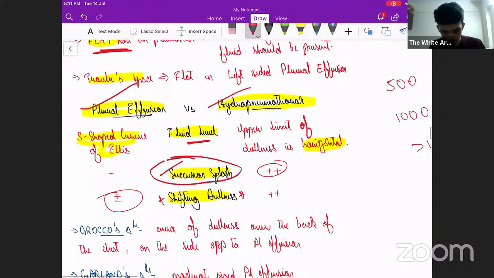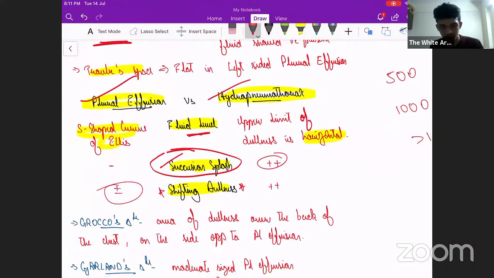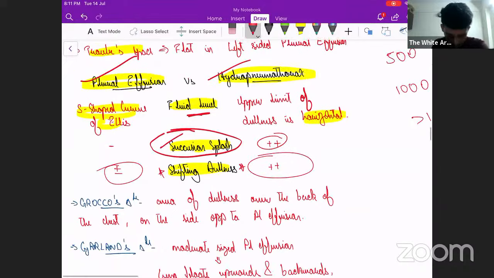Okay. Next is shifting dullness, might or might not be present in pleural effusion, but in hydropneumothorax, every case it is present. How do you elicit it is a question. Again, please read up. Okay.